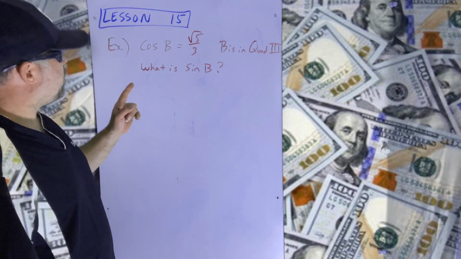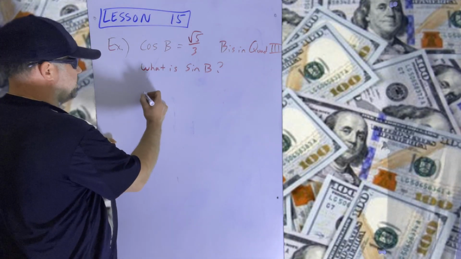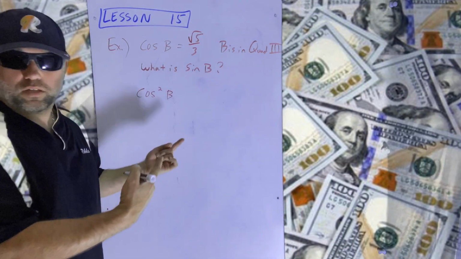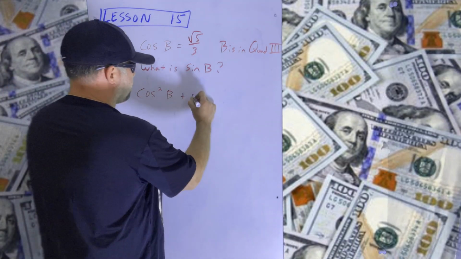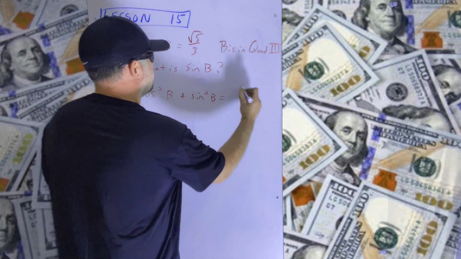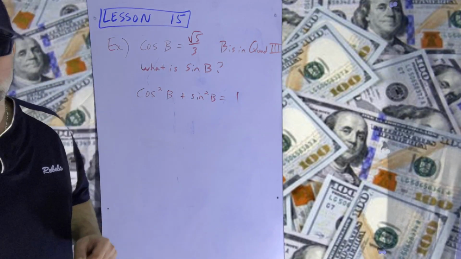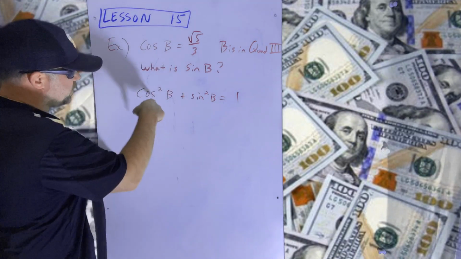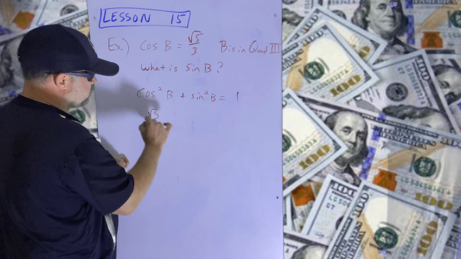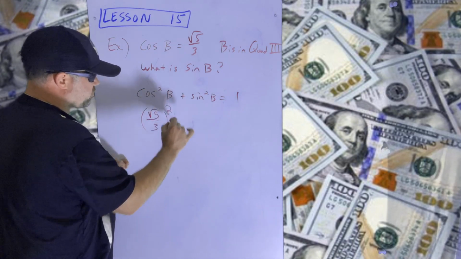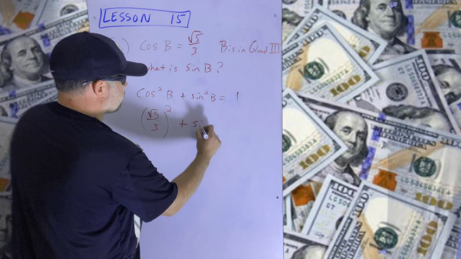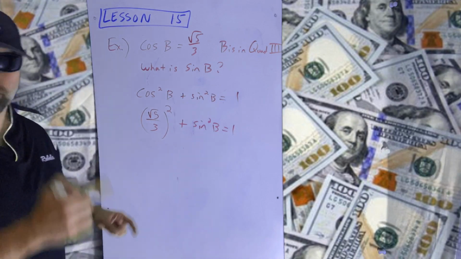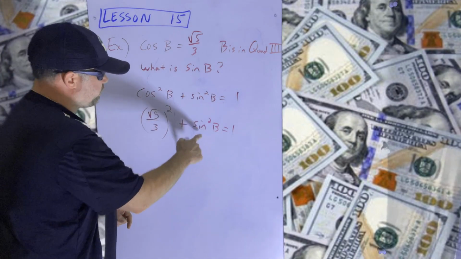So let's first write down our Pythagorean identity. We have cos squared, it's angle B this time, so I'm going to call it B. Cos squared B plus sine squared B equals 1. So that's our Pythagorean identity. So what do we know? Well, we know that the cosine of B is radical 5 over 3. So I could put that in right here. Radical 5 over 3 squared plus sine squared B equals 1. So I'm going to use this to help me find the sine of B.